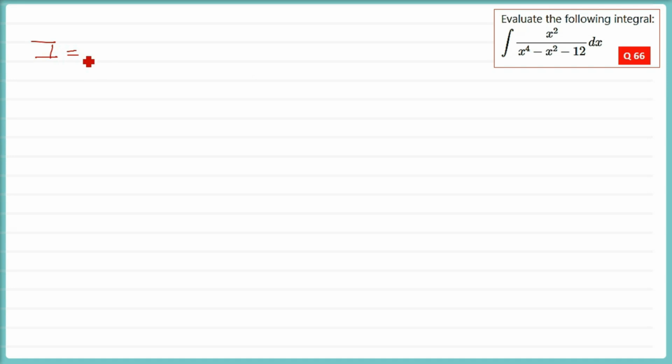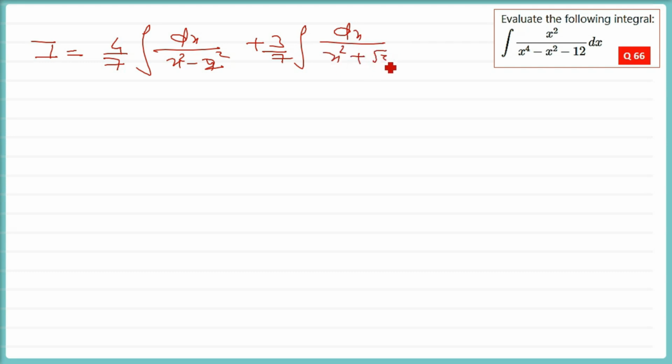So what I just told you, I'm writing it in a fairer way. It will be 4 by 7 integration of dx divided by x square minus 4. You can write it as 2 square, because we'll use the formula. B came as 3 by 7 integration of dx divided by x square plus, we are writing not 3 but root 3 square, again using the formula. We are applying the formula just now. Now dx divided by x square minus a square.